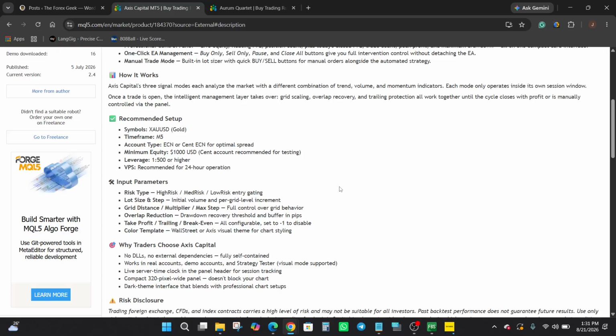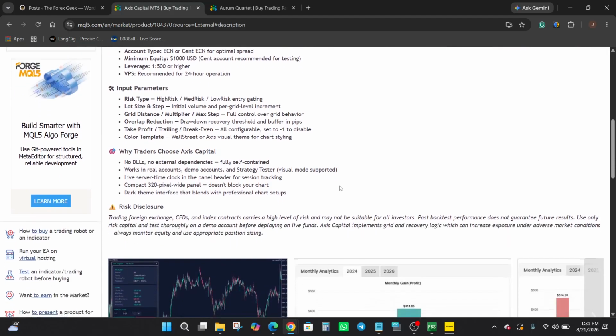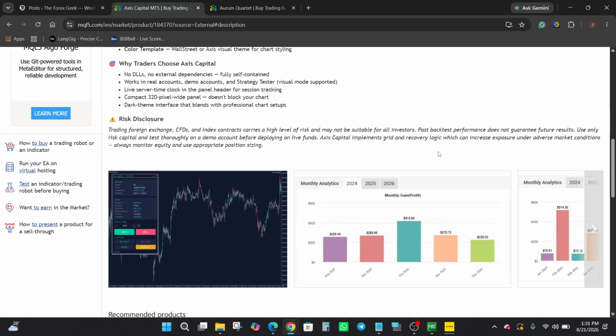Now, as for performance, the supplied marketplace information does not provide specific historical performance figures for me to independently assess here. So I won't attach numbers or make claims that are not supported by the listing.